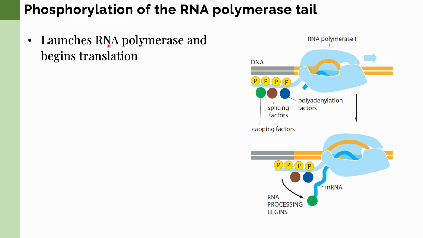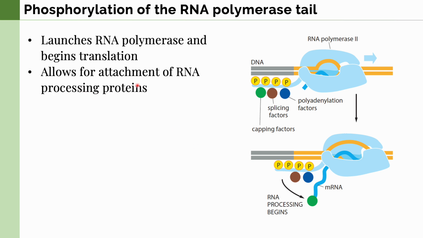Again, this launches the RNA polymerase and begins translation, but it also has another function, which is to allow the attachment of RNA processing proteins. There are 3 main proteins. First, we have the capping factors, we have the splicing factors, and lastly, the polyadenylation factors. The reason why these are located in this area is that once a new mRNA transcript has been created, these different factors are now in close proximity and can readily process this new RNA transcript.